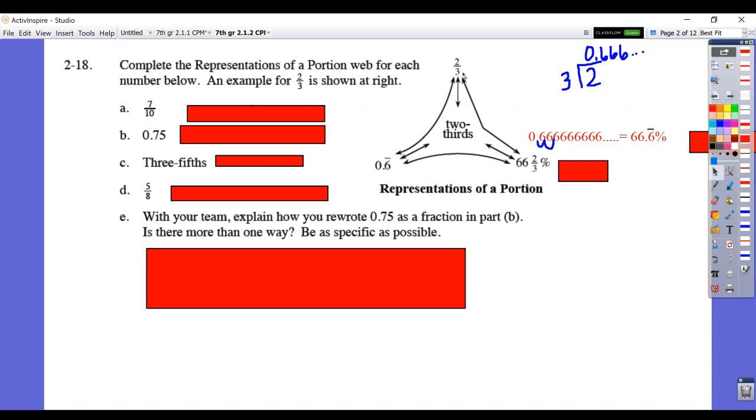0.6 repeating again is 2/3. But either of these formats would be fine, in my opinion, for the representation of the percent. So if we were trying to change 7/10 to a decimal, we would get 0.7. The words for 7/10 would be 7/10. And when you want to go from that decimal to percent, remember again, you're going to move that decimal point 2 places to the right, and when you add the percent sign, you get 70%.